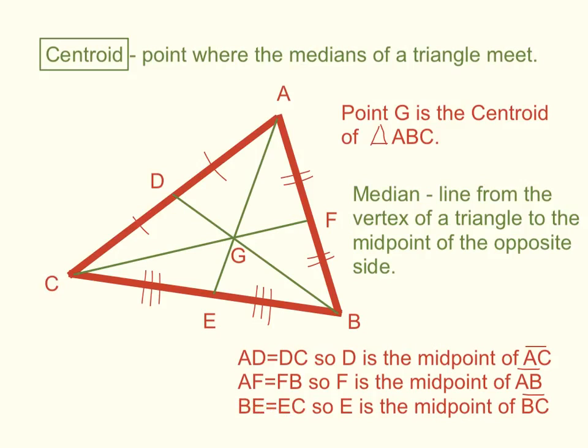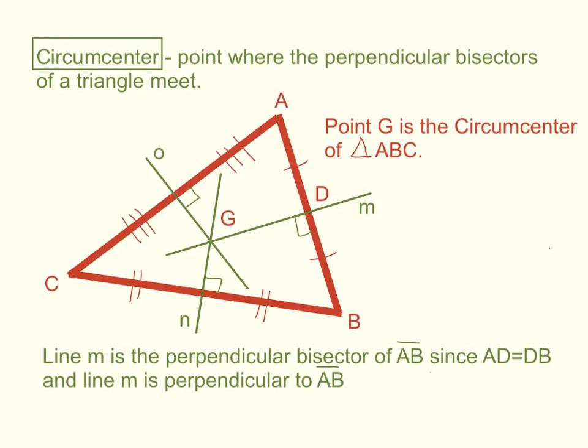And then lastly, BE is equal to EC. Again, 3 tick marks to indicate those 2 are equal. That makes E the midpoint of segment BC, which means that AE is the median. And all 3 of those lines meet at point G, and that makes G the centroid.